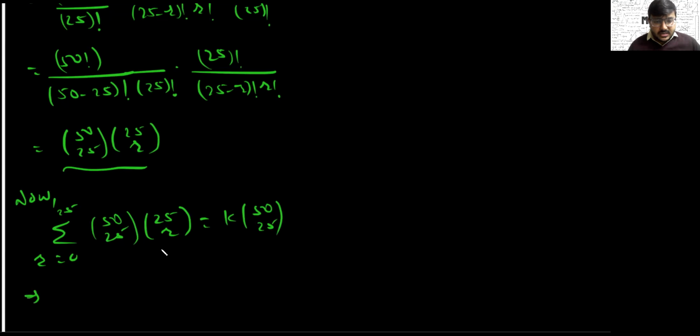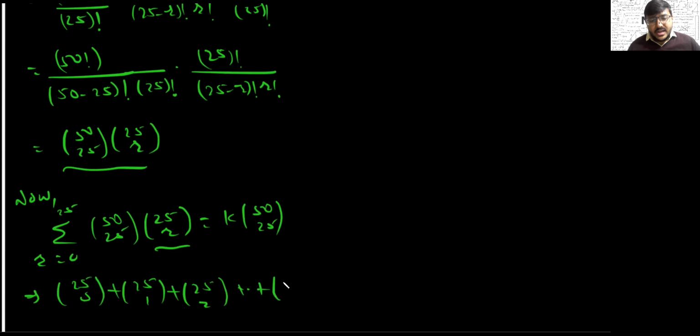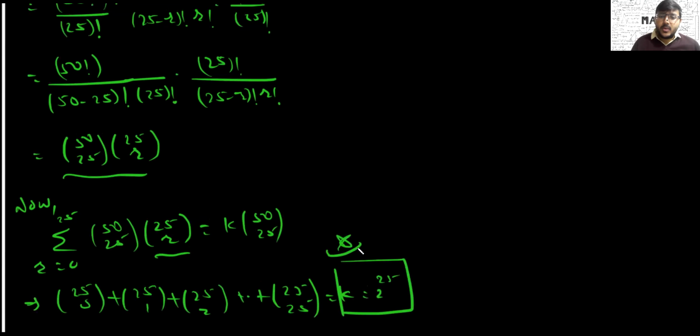And in this, if I apply R, it will be 25C0 plus 25C1 plus 25C2 dot up to 25C25 equals K. So what should be the answer? This must be 2 raised to 25. A very simple one. So that is C is your answer. Okay, so hope you all are clear with this. Right, everyone?